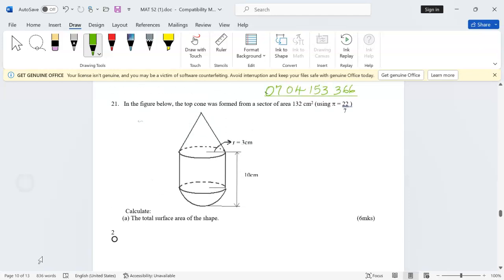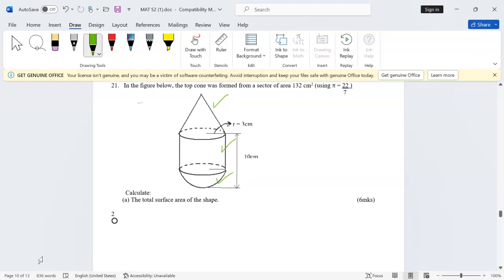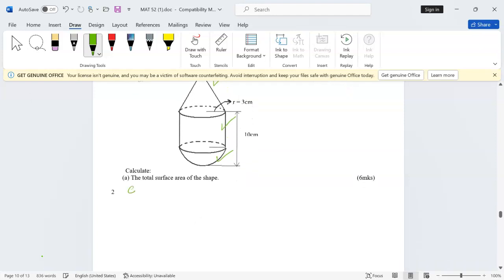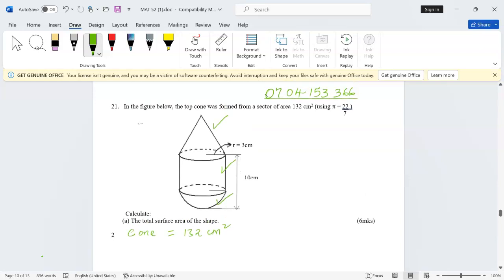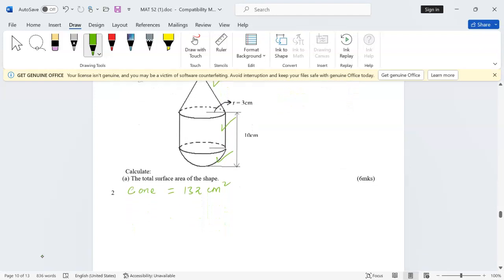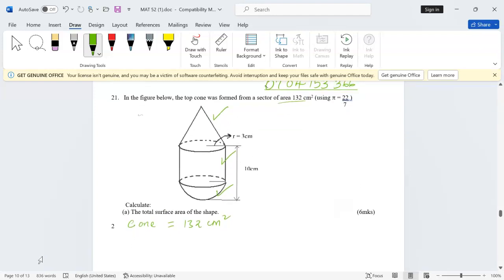So the surface area of this whole shape will be split into the cone, a cylindrical part, and a hemisphere. We start with the cone part. The cone top has a surface of 132 square centimeters, because it's from a sector whose area is 132 square centimeters. When a sector is folded, its area simply becomes the curved surface of the cone. Therefore, the curved surface area of the cone is 132. I've just translated that figure.